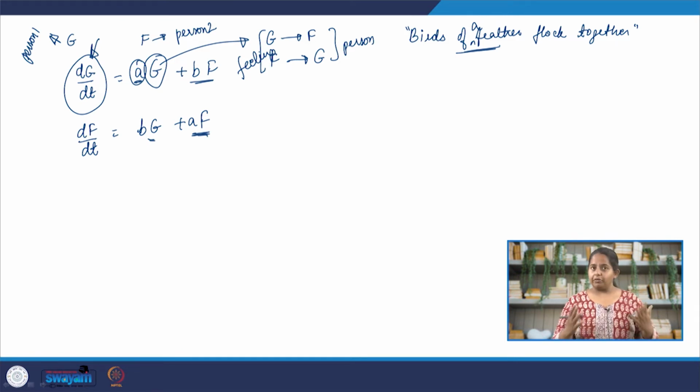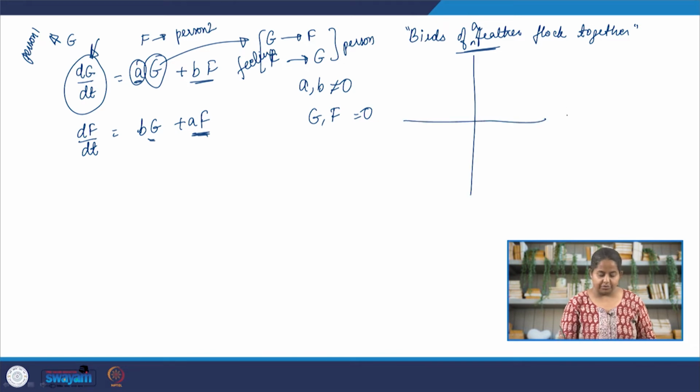Alrighty, so what we are going to do is, first step, find the fixed points. Given that A and B are not 0, so we know that A and B are non-zero, then we know for sure that the only fixed point for this system is when both G and F are equal to 0, right? This is the only fixed point. So if we are trying to make a phase portrait, put G here, put F here, then the only fixed point is 0, 0. Now we need to understand the stability of this fixed point.